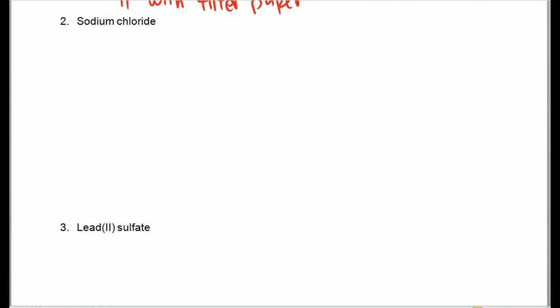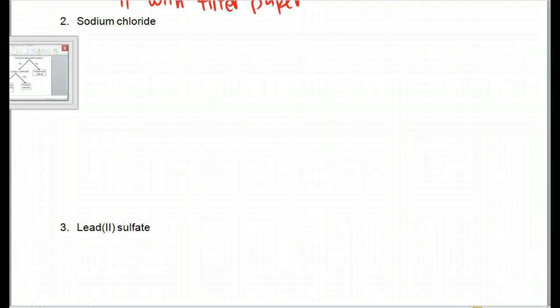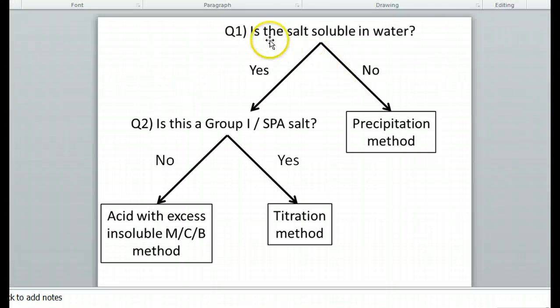Now let's go on to practice question 2. So we're going to have sodium chloride here as a second example. Which method do we use? Let's look at the flow chart. Is the salt soluble in water? Is sodium chloride soluble in water? Answer is yes, sodium chloride is soluble in water.